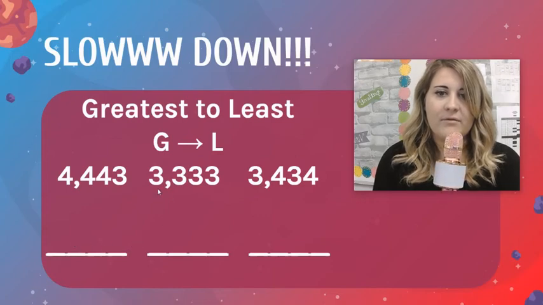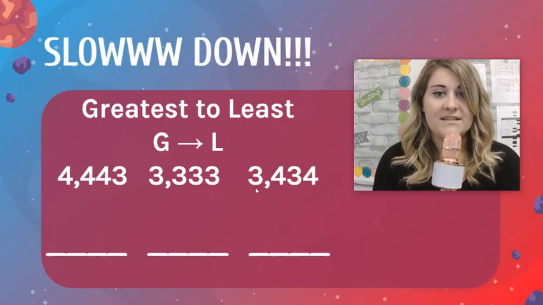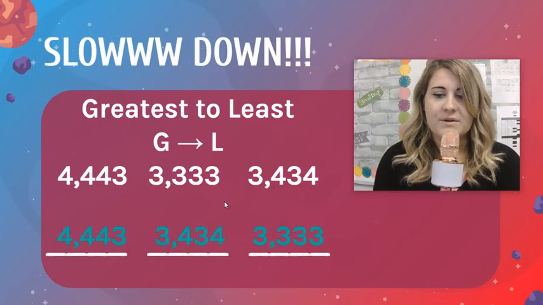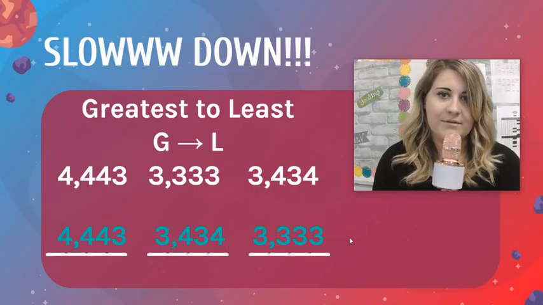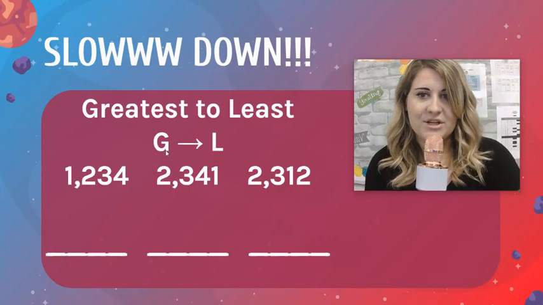But then we have a little bit of a problem for our next 2 numbers. They both have the same first digit. I need to figure out which one's bigger. So I'm going to now compare the hundreds places. I've got a 3 here and a 4 here. So which one of those is bigger? This one or this one? The second one, yes. 3,434 is going to come next. And then finally, our smallest one is 3,333. This is what your answers should look like. 4,443, 3,434, 3,333.